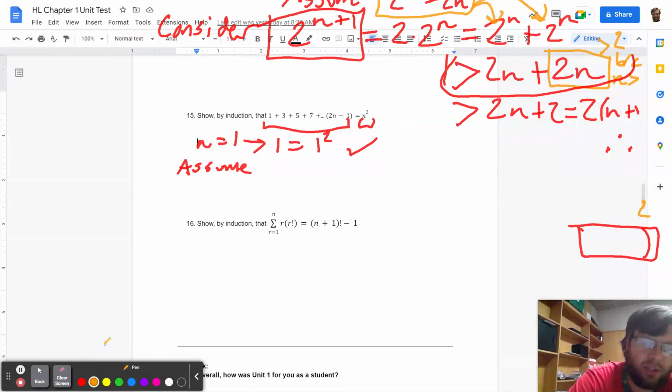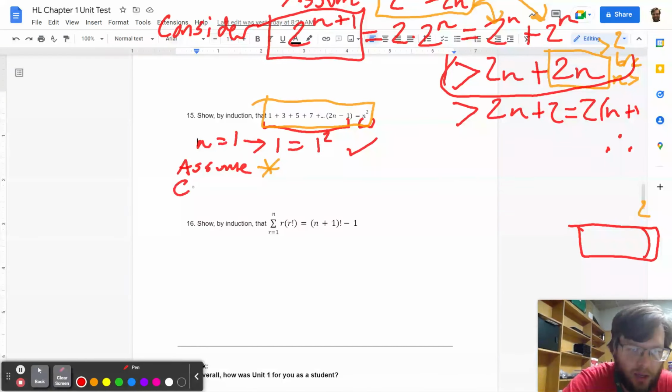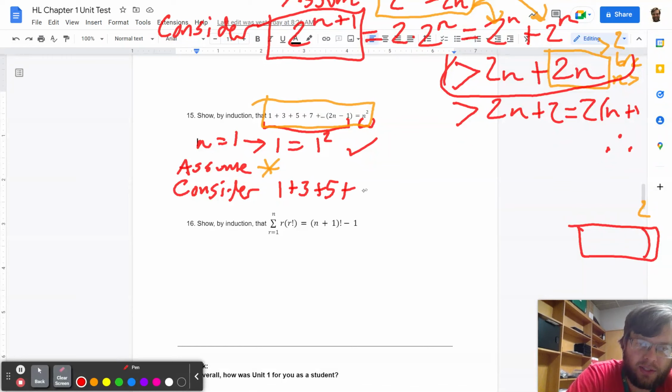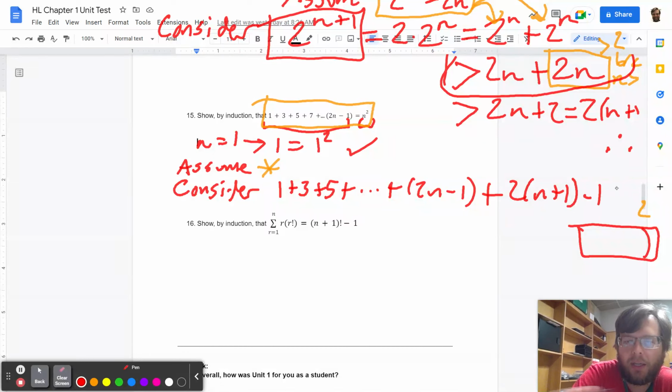the orange stuff. This is my orange stuff. I'm just going to shorthand it. I would like you to actually write it all out on the test, but I'm going to assume that that is true. And then I consider the n plus 1th term. So 1 plus 3 plus 5 plus ... 2n minus 1. And then the next term, I'm okay with you writing 2n plus 1, or you can write like this, 2 times n plus 1 minus 1, because that is maybe a little more explicitly showing the n plus 1th term.